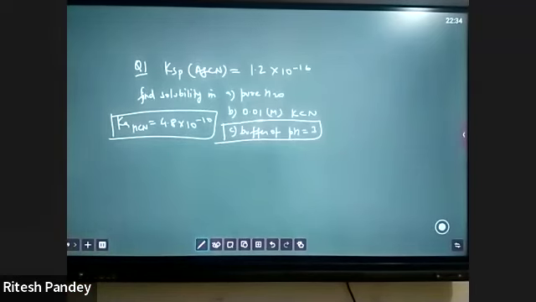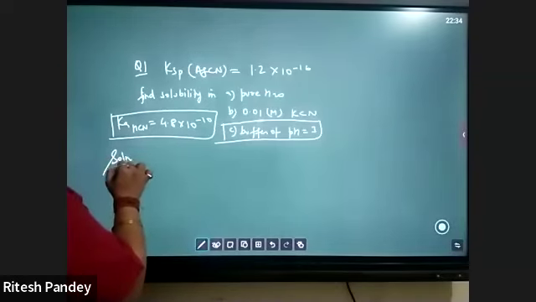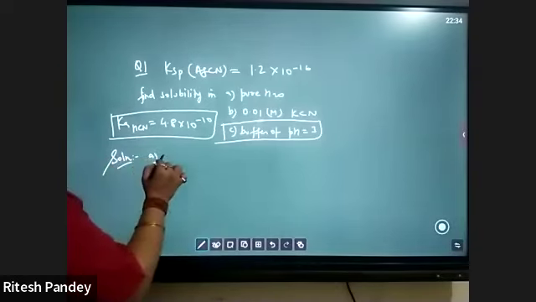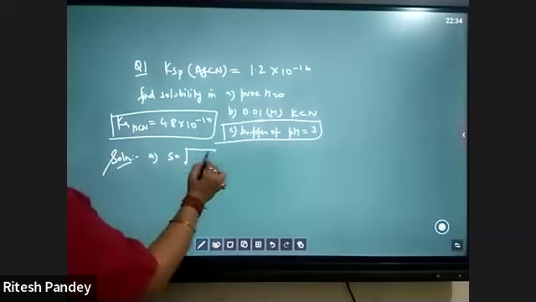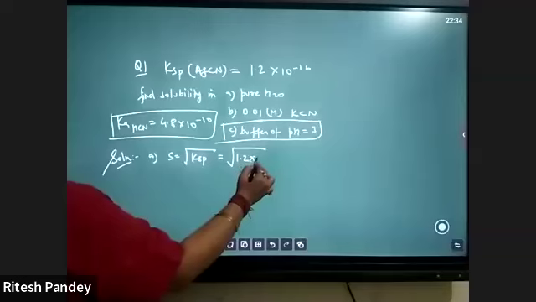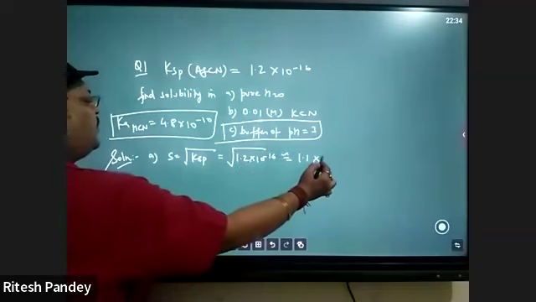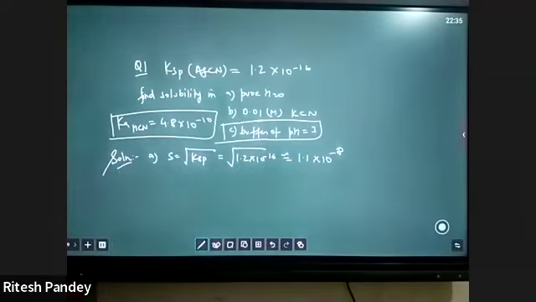Now, tell me, I gave you the answer to this question. You have the answer given along with the question. I think there's no problem in finding A. I don't think A and B would pose any problem. A is equal to root KSP, and we'll want to believe root over of 1.2 into 10 to the power minus 16 is going to be almost 1.1 into 10 to the power minus 8 moles per liter. So that's not a problem, I believe.